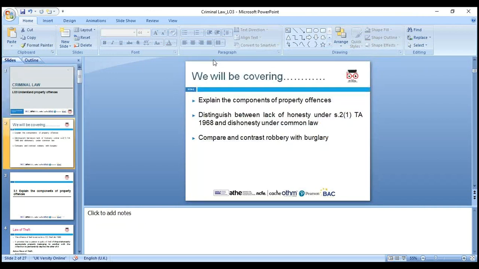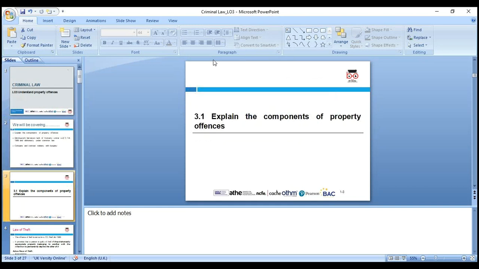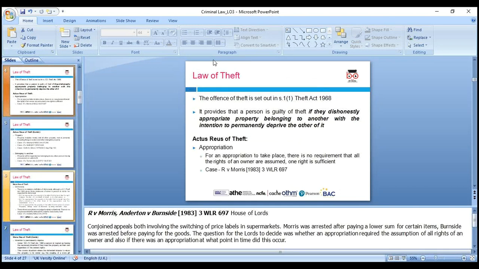Okay, brilliant. So next, we will explain the components of property offenses, and we'll go through S21, which is a section under the Act, and dishonesty under the common law, and compare and contrast robbery with burglary. All of this will be the focus of the lesson. Explain the components of the offense. So the law of theft is one offense under property.